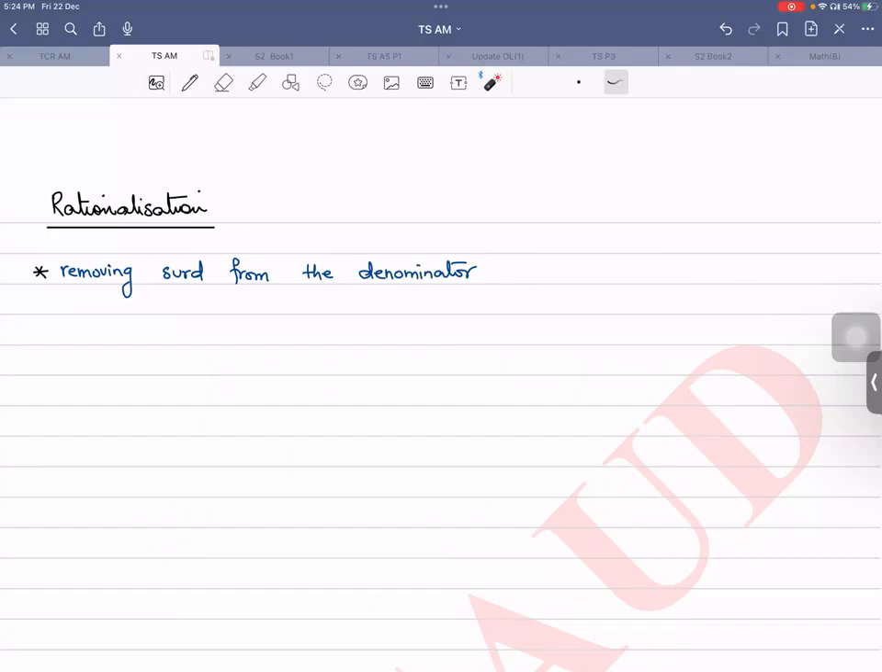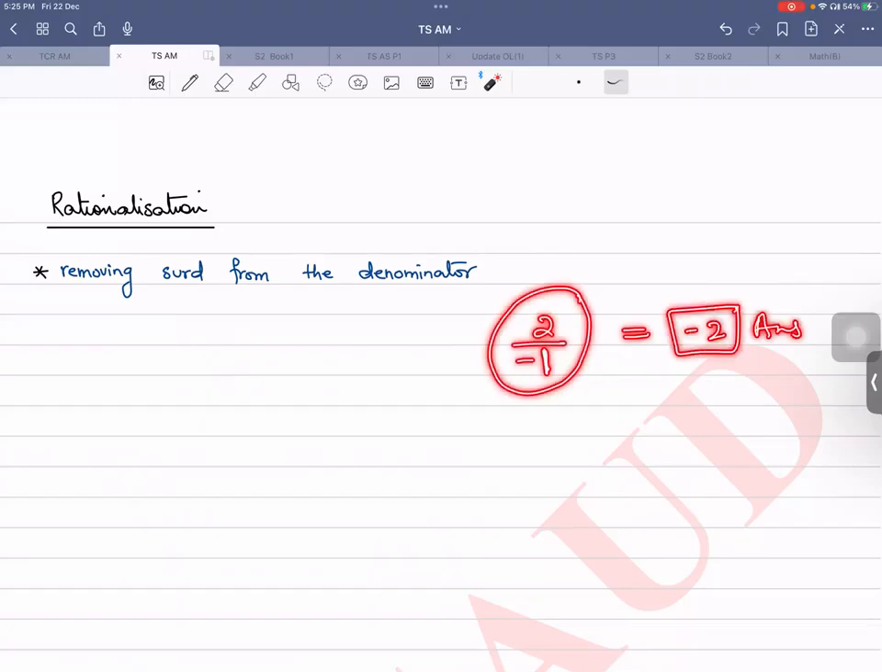क्यों हटा दें? क्यों हटाना पड़ता है? Suppose I have 2 upon root 2 minus 1. अगर मेरा मैथ के पेपर में 2 upon root 2 minus 1 आ रहा है आंसर, will I write it as 2 upon root 2 minus 1? No. इसको मैं कैसे लिखूंगा? As root 2 minus 2, correct.